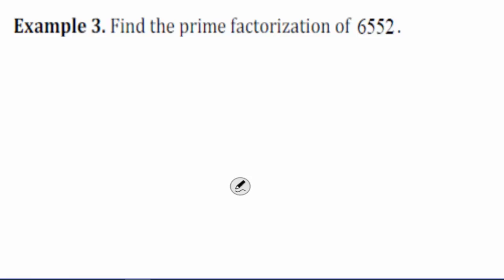Alright, so let's do a bigger number here. The prime factorization of 6,552. Again, it's even, so we want to start off by breaking it apart with the 2. And we get 3,276, even again. Let's just keep dividing by 2.